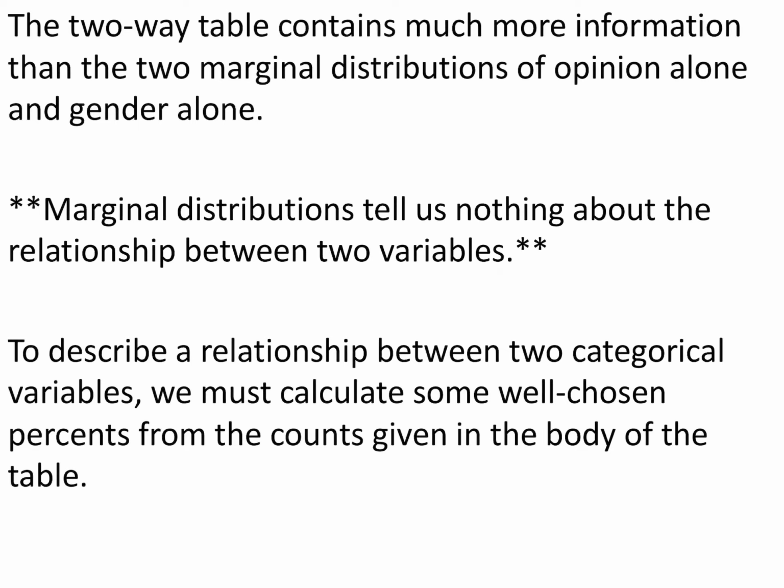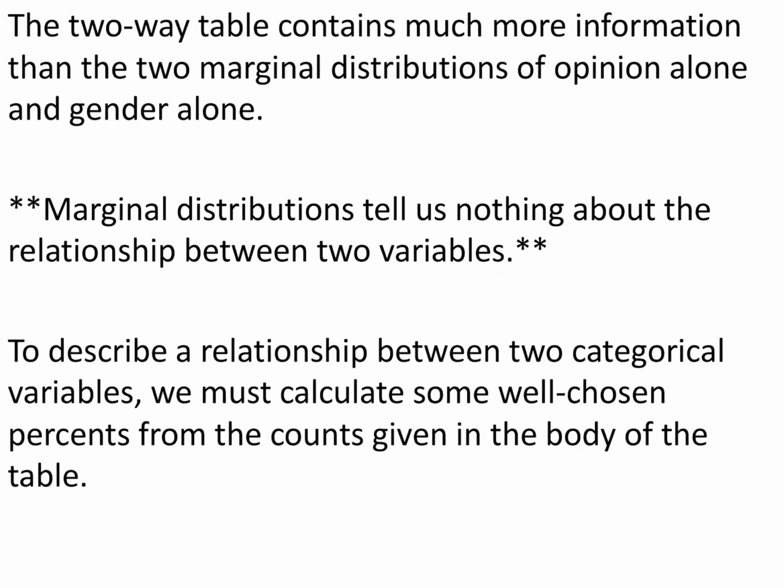This is section 1.1, part B: relationships between categorical variables, conditional distributions. The two-way table contains much more information than the two marginal distributions of opinion alone and gender alone. Marginal distributions tell us nothing about the relationship between the two different variables.